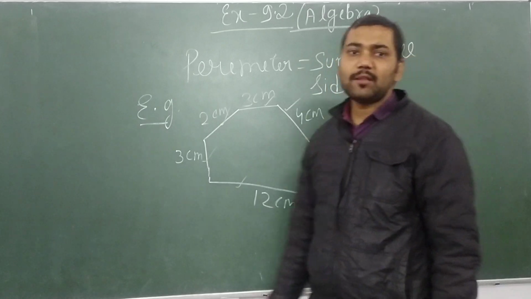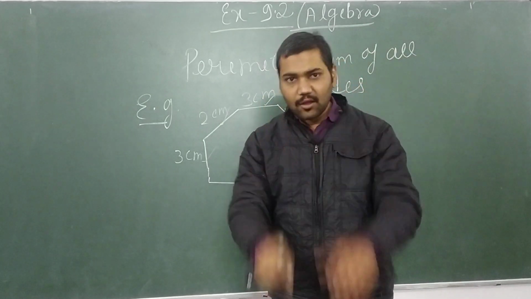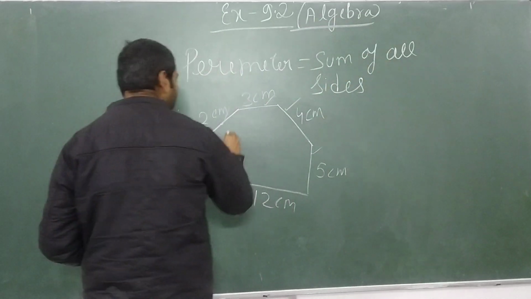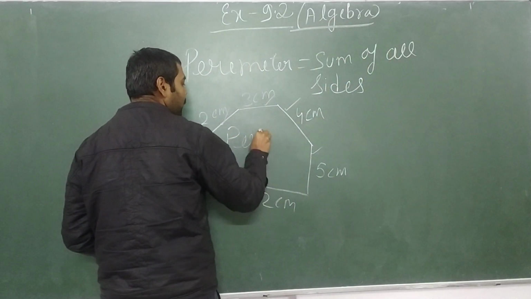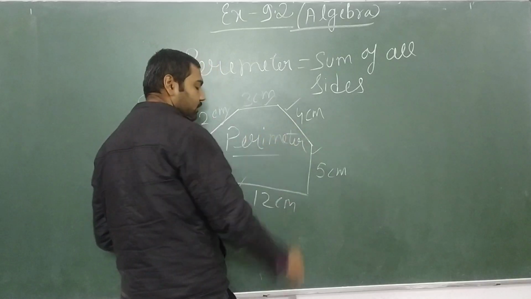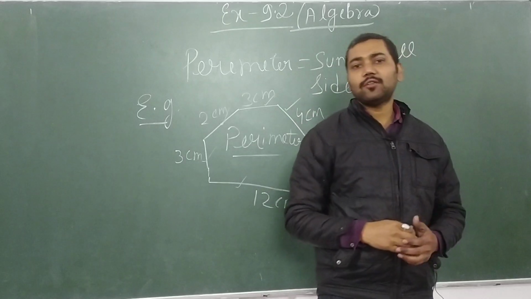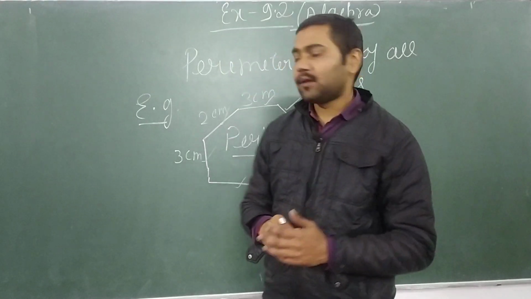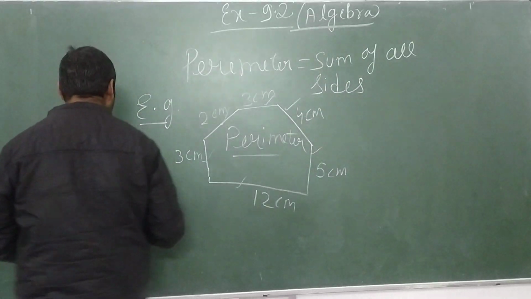So this is how many sides figure? This is a 6-sided figure, and we have to find the perimeter of this figure. So what have I said, what is perimeter? Perimeter means sum of all sides.